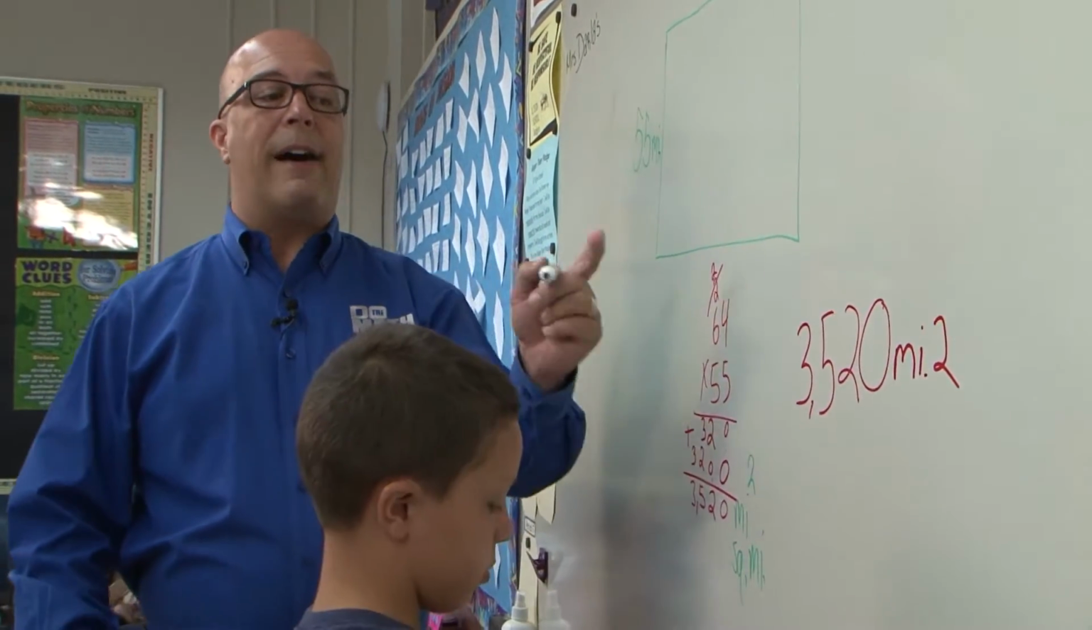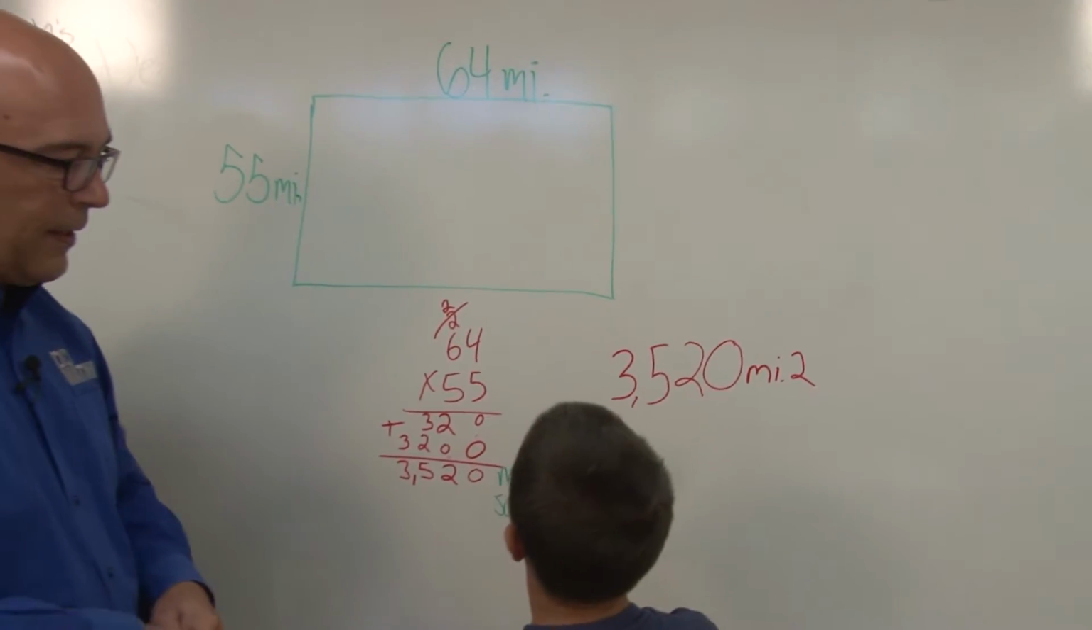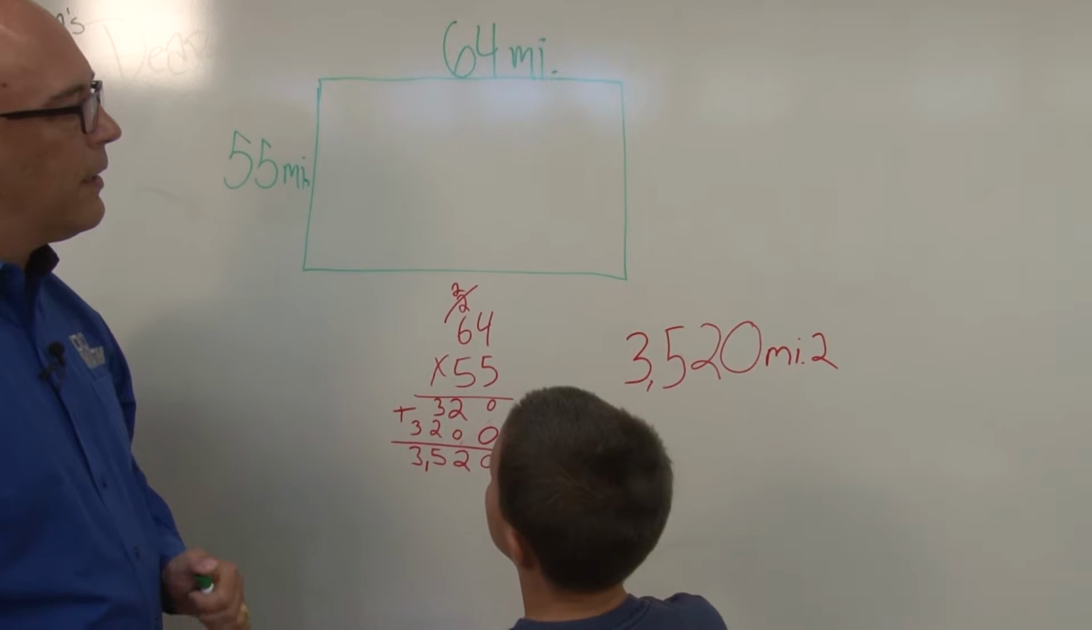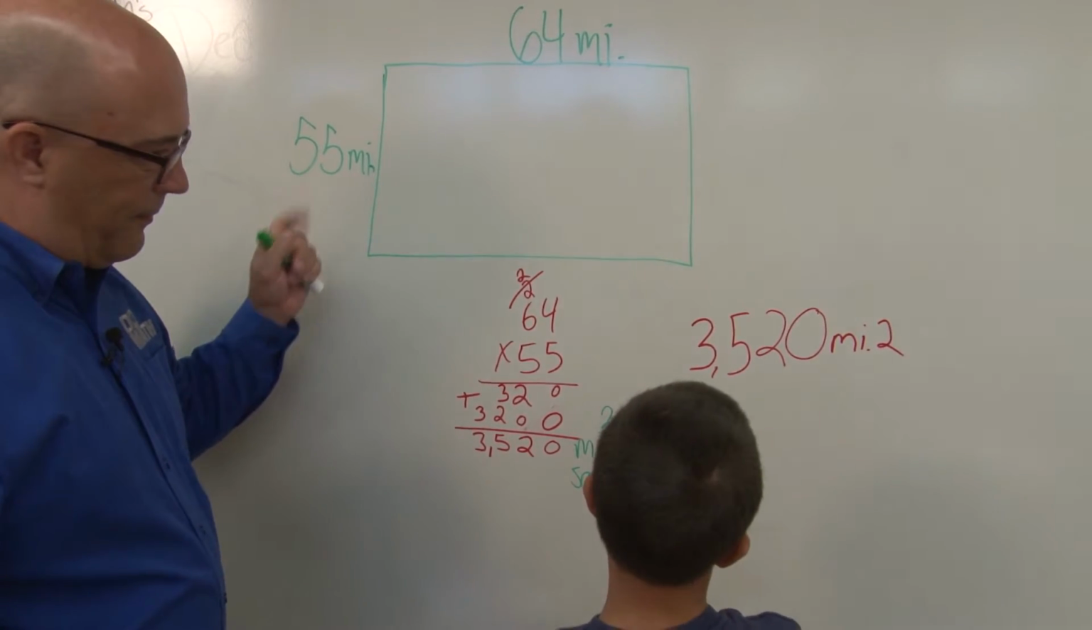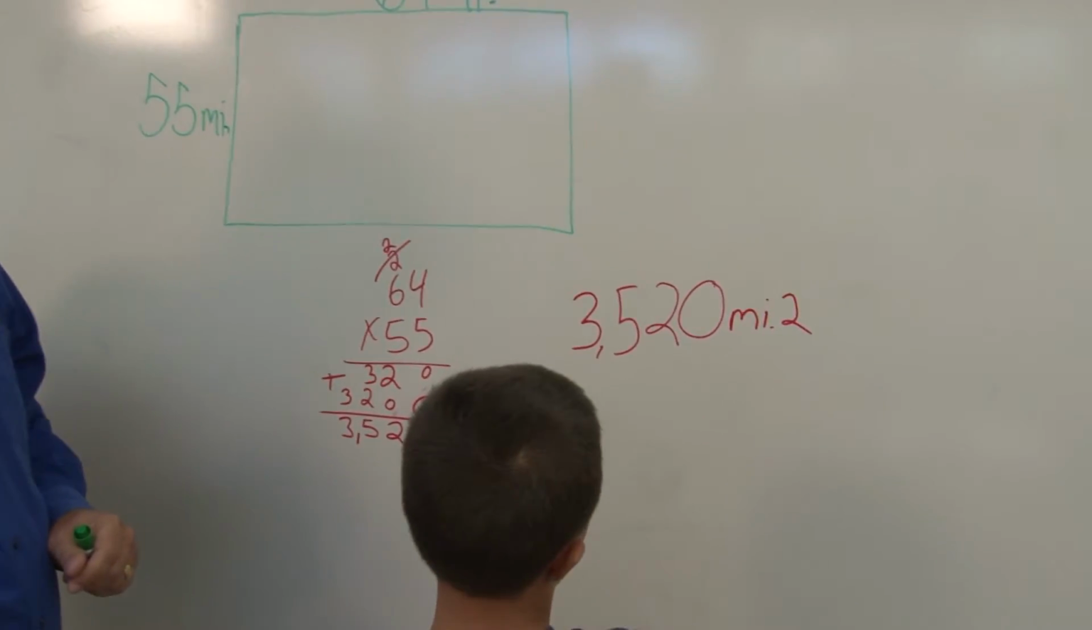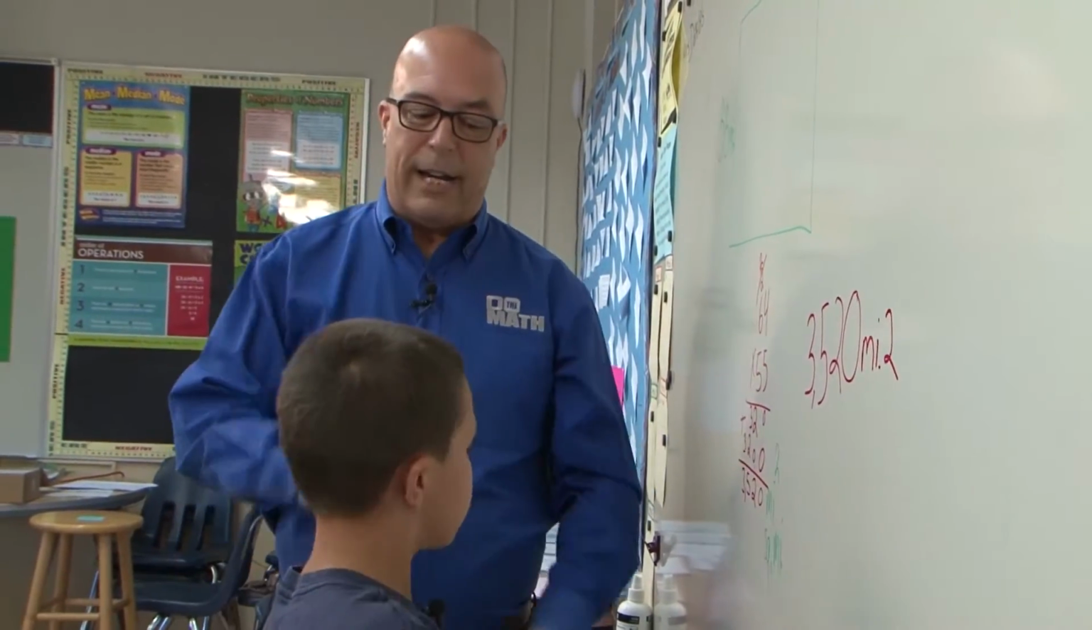There you go. So now, how would you read the answer? 64 times 55 miles equals 3,520 miles squared. Perfect. Wyatt, nicely done, dude.